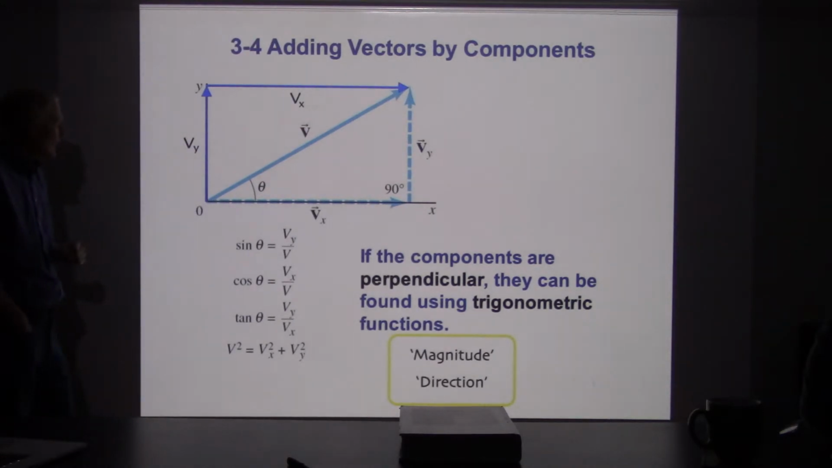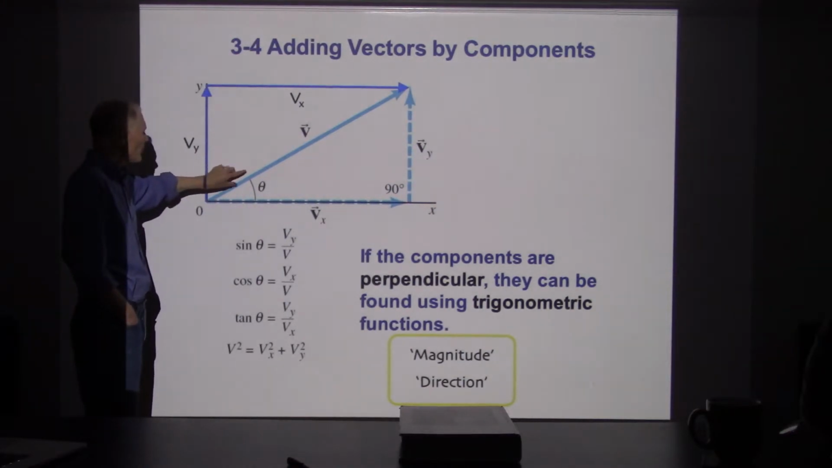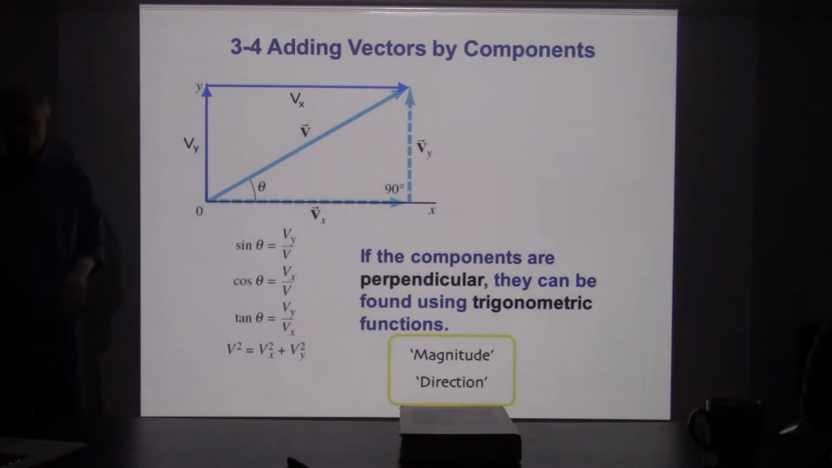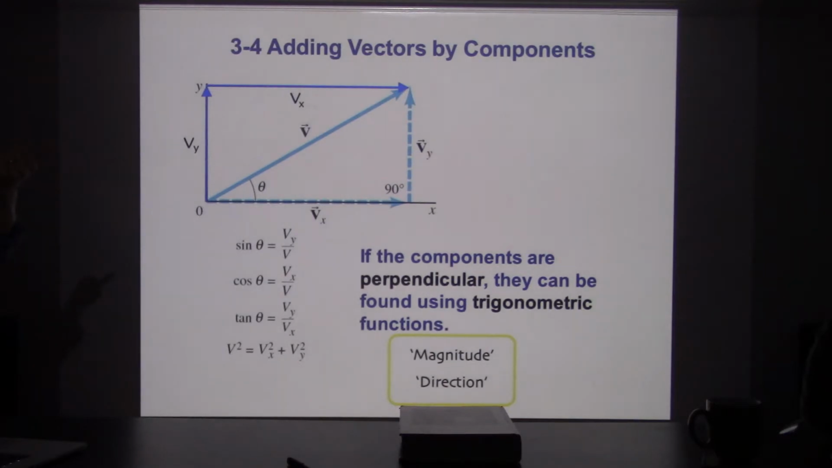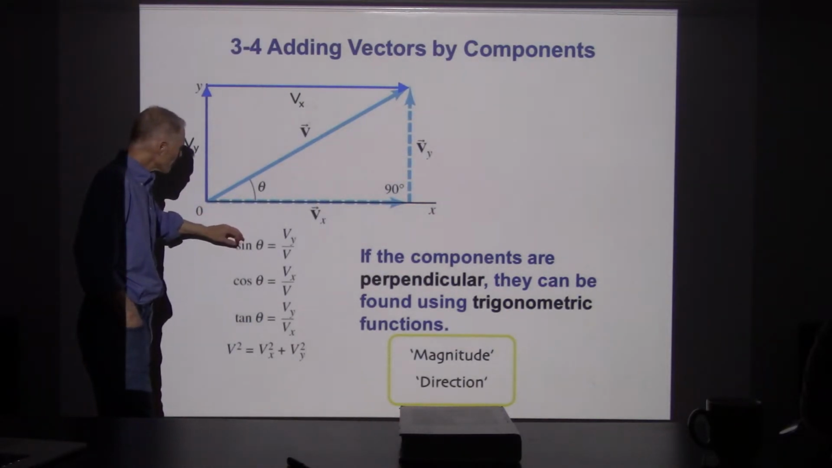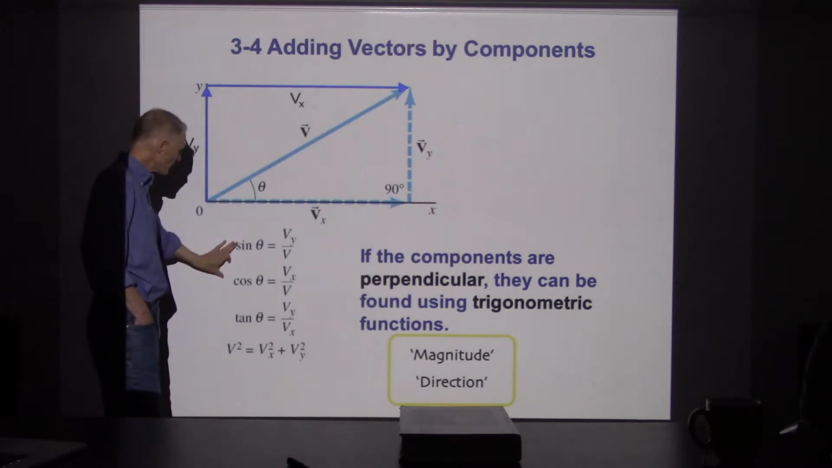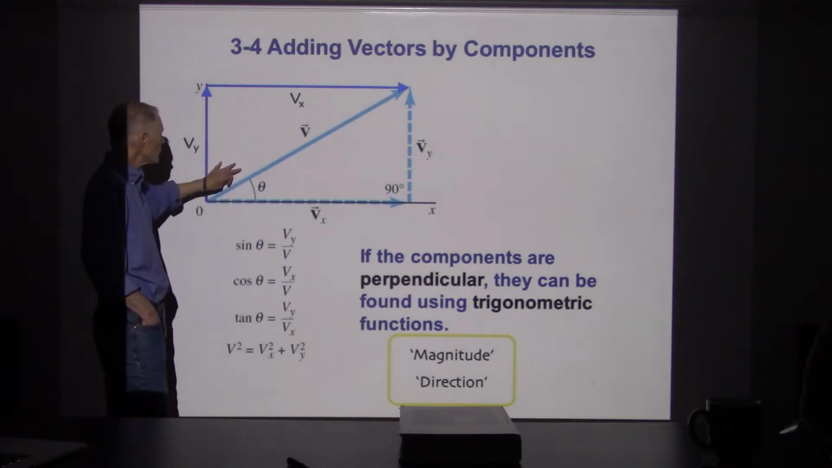Now, what if instead of using this angle, we used this one? This angle right here, see that? If this is theta, well, this is theta's complement. If I choose to use the other angle instead, the sine of theta is the same thing as the cosine of its complement. The cosine of theta is equal to the sine of its complement. So the sine and cosine would switch. Those formulas would change if we use the angle over here.